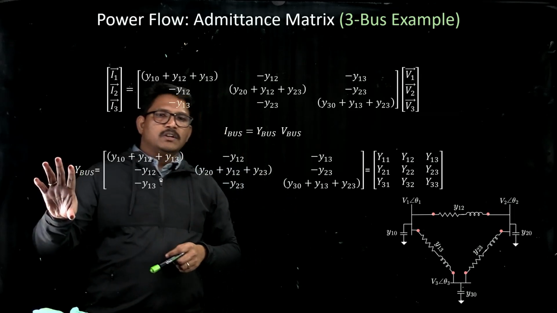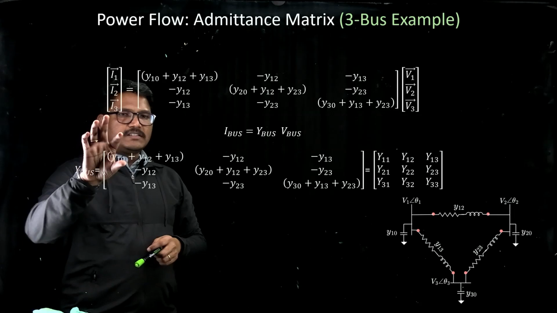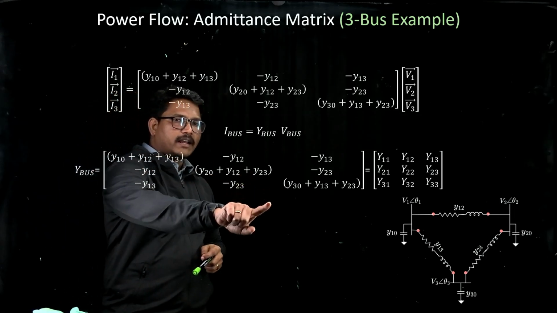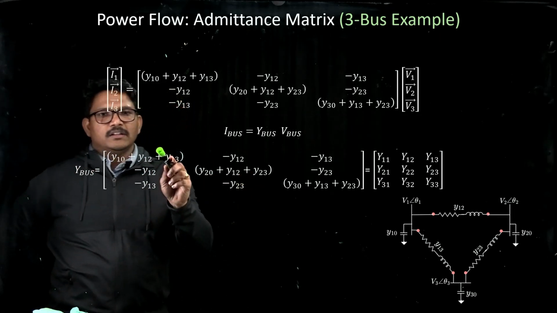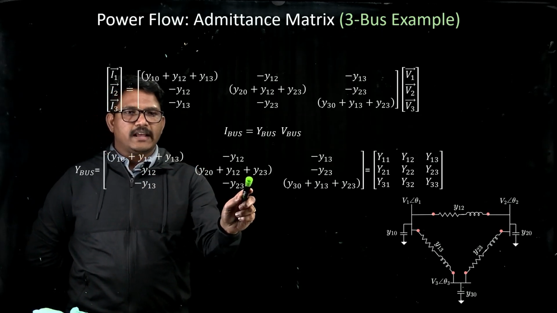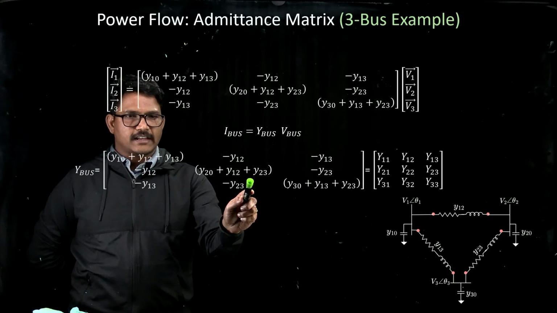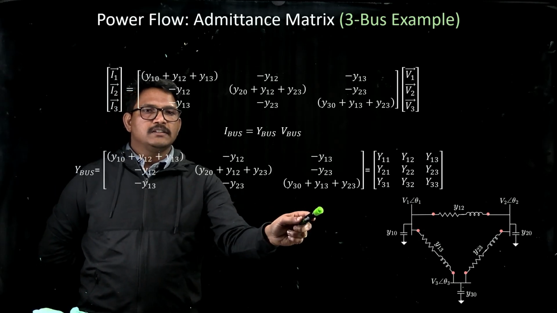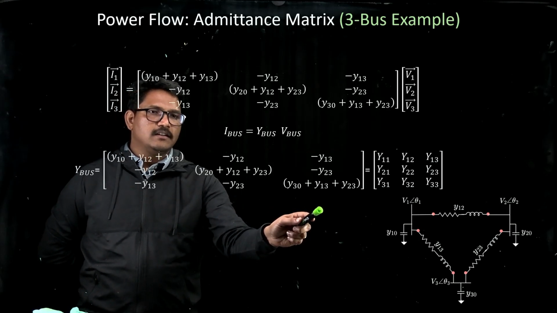So in Y bus, you get the first, second, and third diagonal elements. You can see that the first diagonal is the sum of all the admittances connected at bus 1. The second diagonal is the sum of all the admittances connected at bus 2. The third is the sum of all admittances that are connected at bus 3.